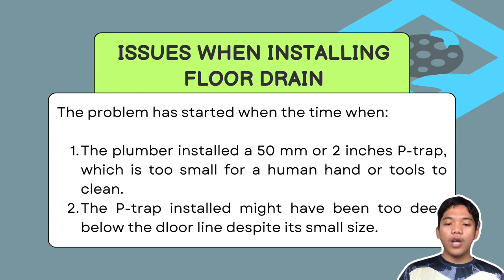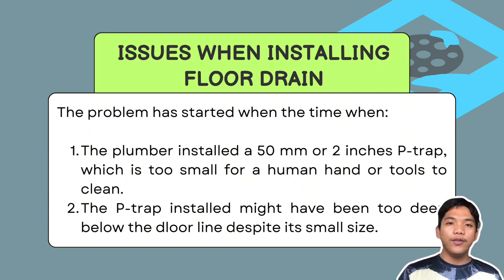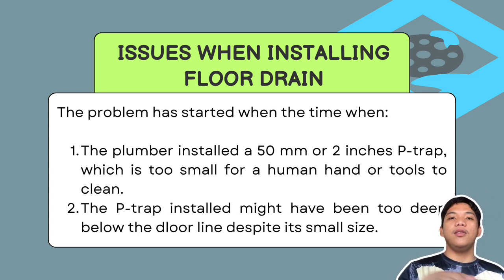Number 2, the P-trap installed might have been too deep below the floor line. Despite of its being small in size. Kailangan talaga when installing a floor drain, dapat accessible lang siya. Hindi yung naglagay tayo ng floor drain is sobrang lalim na masyado from the floor ground. Dapat talaga sabihin nating mga 1 meter away lang doon sa floor yung ating floor drain. Kaya para if ever there is something clogging talaga na mangyayari sa ating pipes is madali lang natin siya ma-fix.